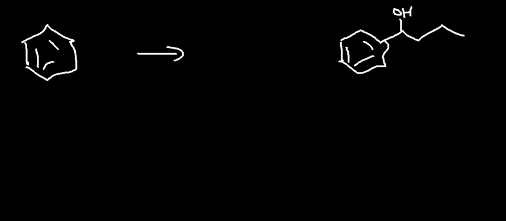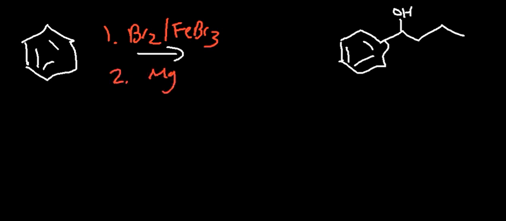How can you make a 4-carbon alcohol with the alcohol being on the first carbon, on the benzylic carbon? So what we need is a Grignard reagent. So we're going to perform bromination, and then we're going to add magnesium in the second step. So initially, we're going to get this MgBr group.